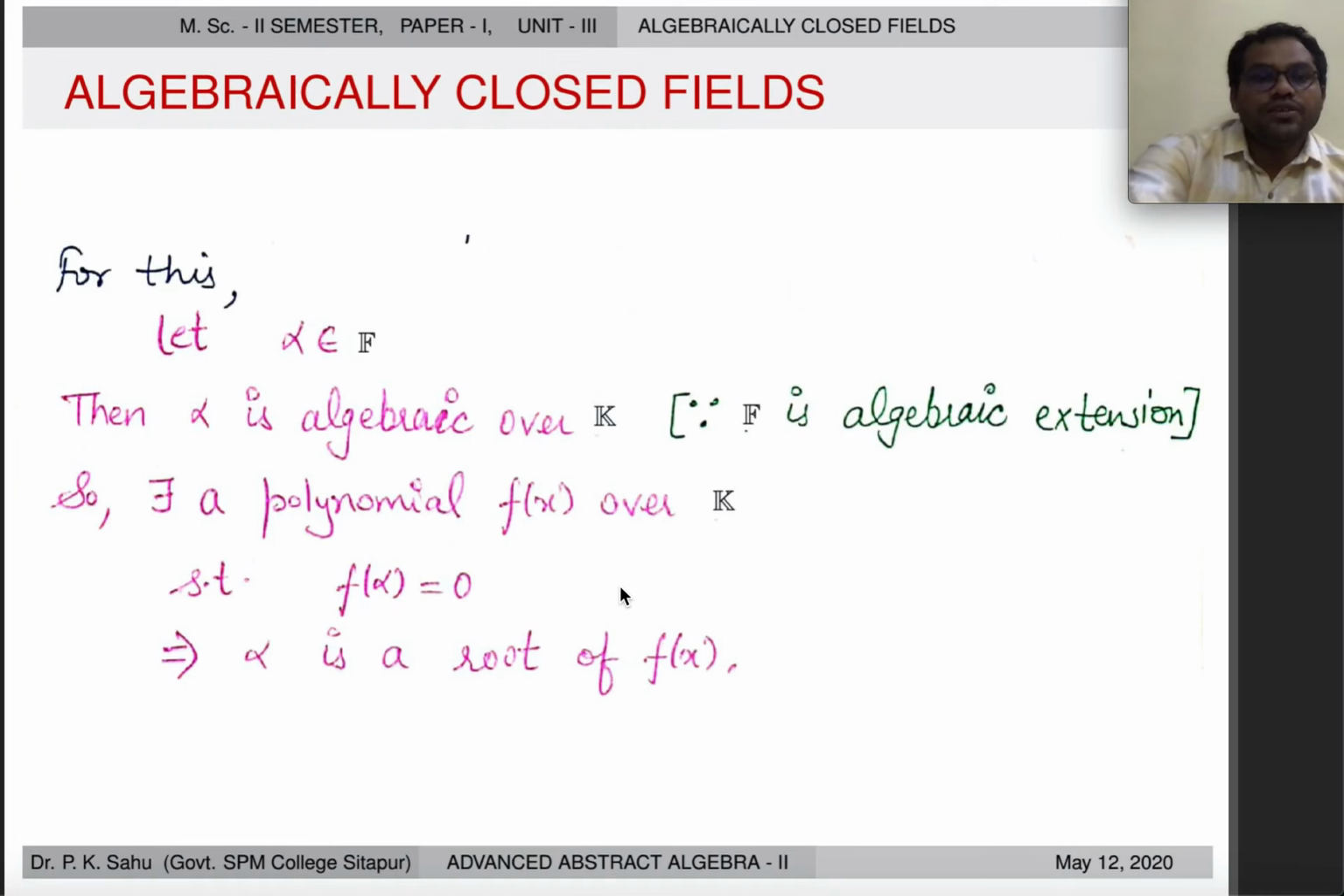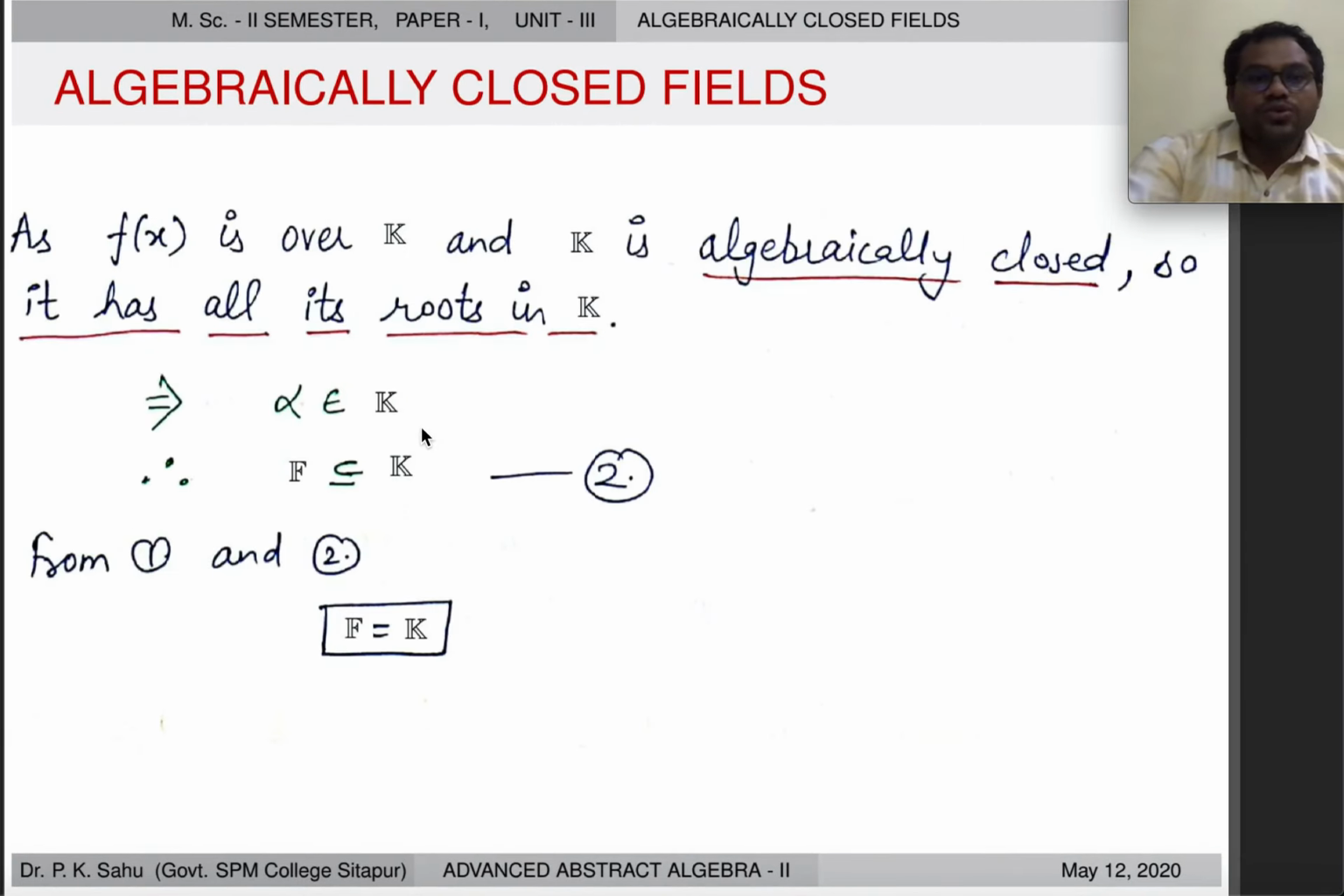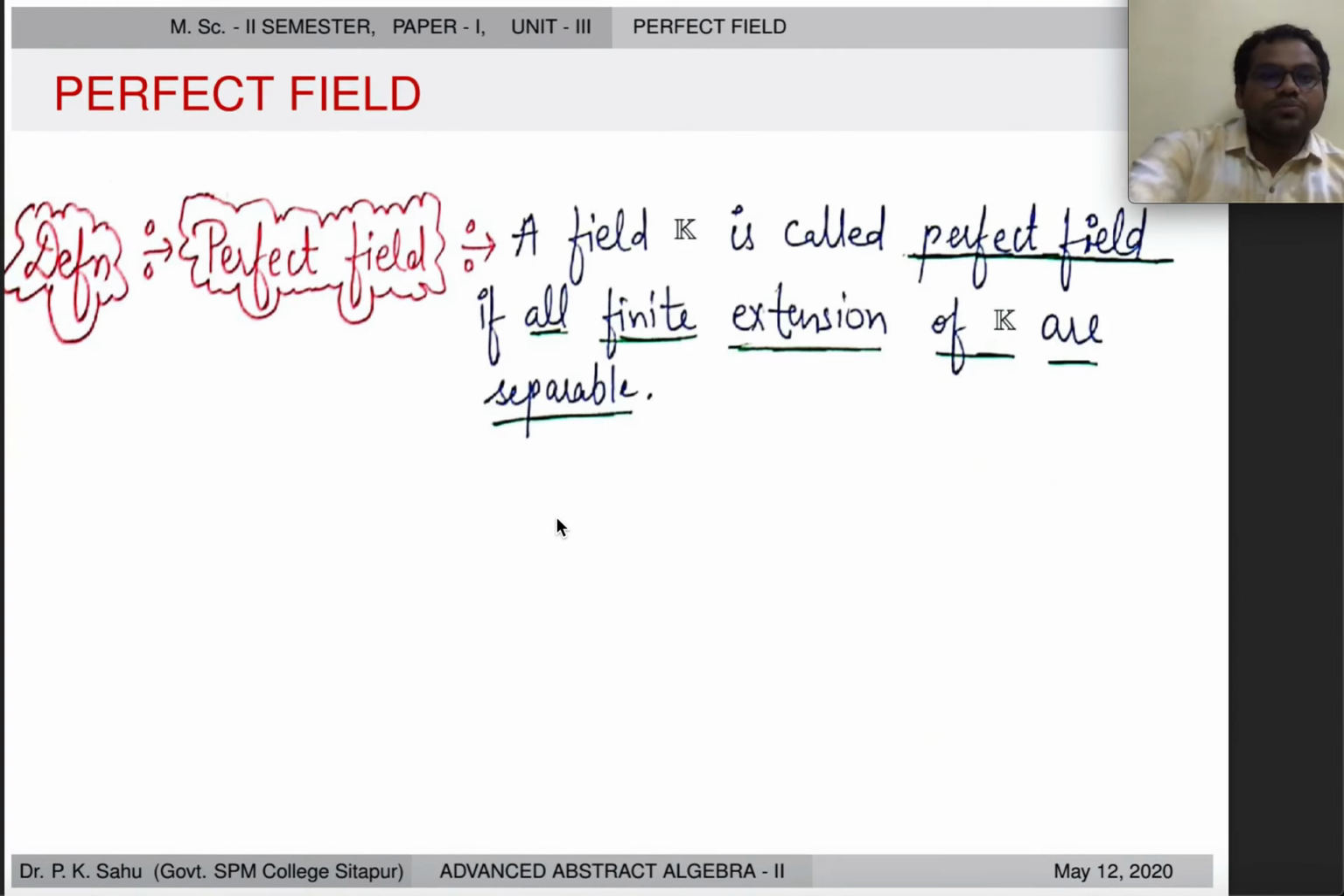What we have taken, alpha belongs to F, and what we have, alpha belongs to K, means F is a subset of K. And from equation 1, K is a subset of F, then by using equations 1 and 2 what we have, F is equal to K. So this proves our theorem.